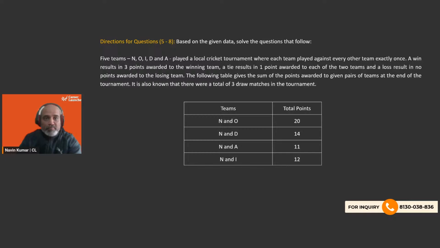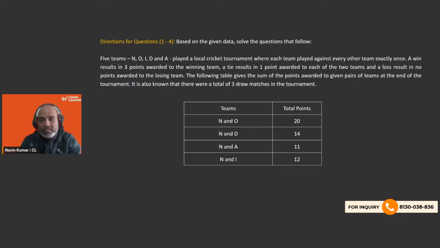So based on the given data, solve the questions that follow. So we have got four questions. Five teams, N, O, I, D and A, played a local cricket tournament where each team played against every other team exactly once. A win results in 3 points awarded to the winning team. A tie results in 1 point awarded to each of the two teams, and a loss results in no points awarded to the losing team. The following table gives the sum of the points awarded to given pairs of teams at the end of the tournament. It is also known that there were a total of 3 draw matches in the tournament.